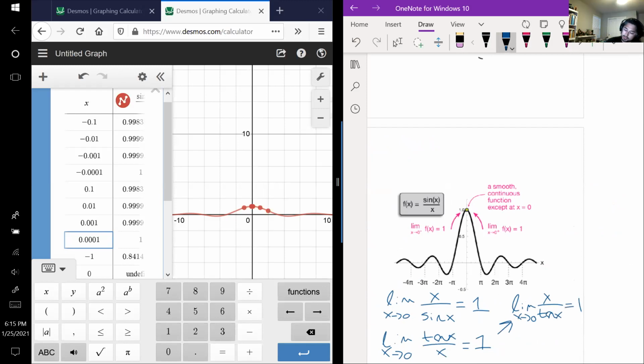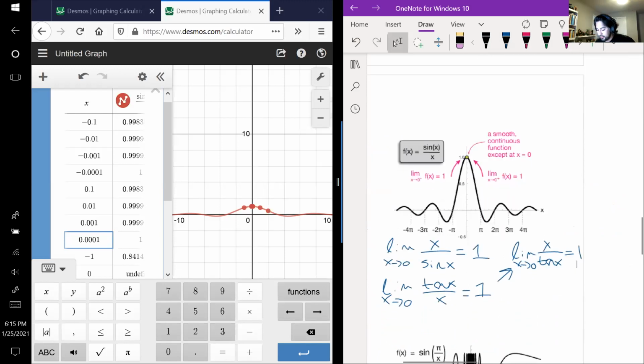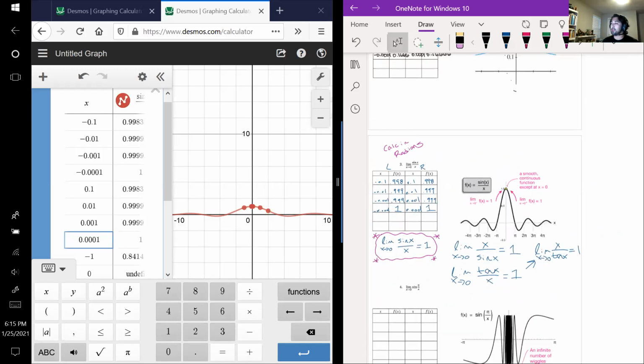So just look for those trig limits when we get to the next section. For now, just know them. Okay, and make sure when computing these, your calculator is in radians.